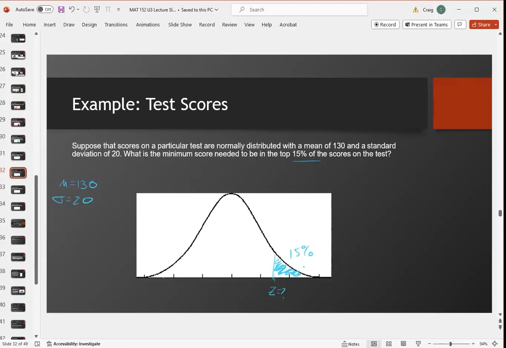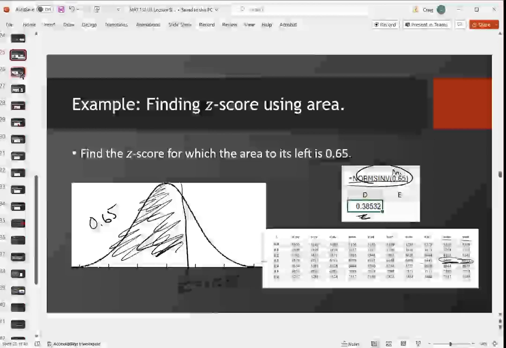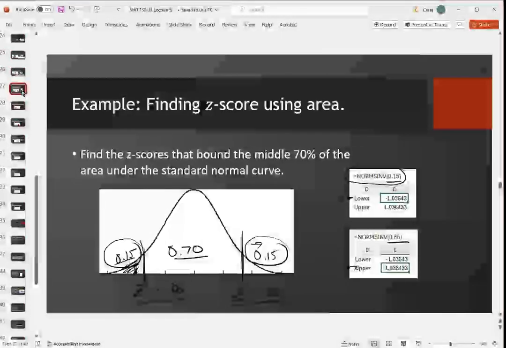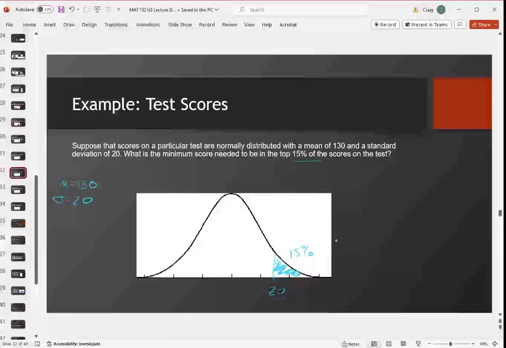And now we actually figured this out in another example way back. Let me find it here. Right, there's 15% above. The z is going to be 1.0364, or we'll just call it 1.04. Okay, so here our z-value from that previous example is 1.04.